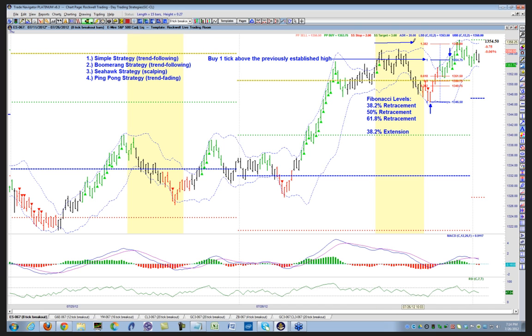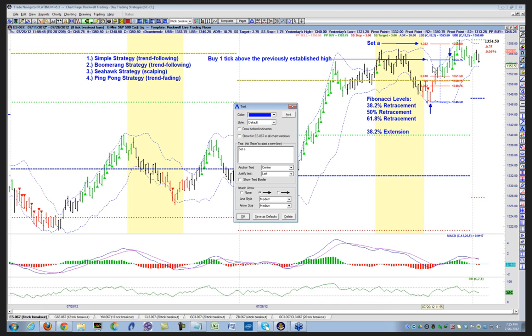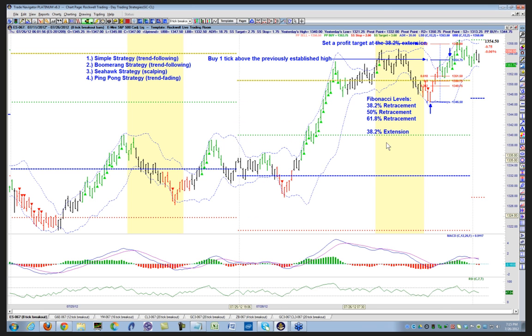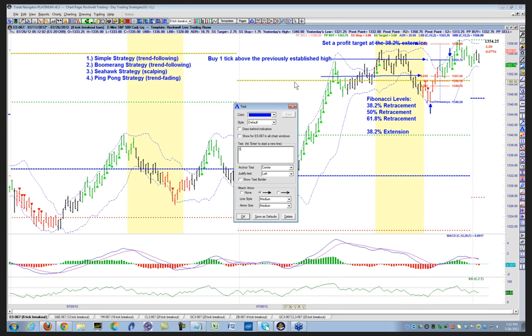Then I set a profit target right here, at the 38.2% extension. And the initial stop loss is right here. So set the initial stop loss at the 38.2% retracement. Now, let me just move this over here.